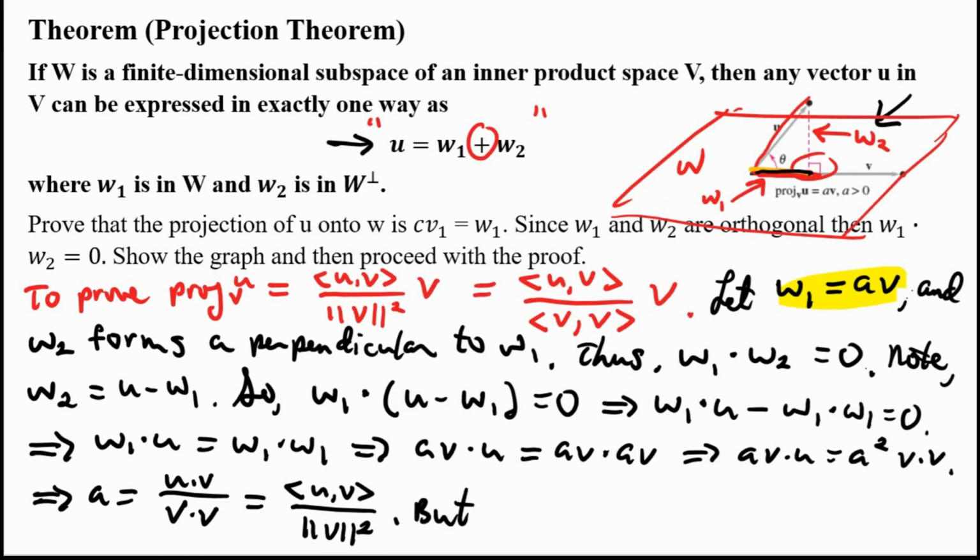But we said the projection of u onto v is equal to W sub 1. So here av is the projection of what you want. The projection of u onto v is a times v, so a is this scalar. So a is the inner product of u and v. I'm going to write that in red. That's the scalar. Scalars in red.